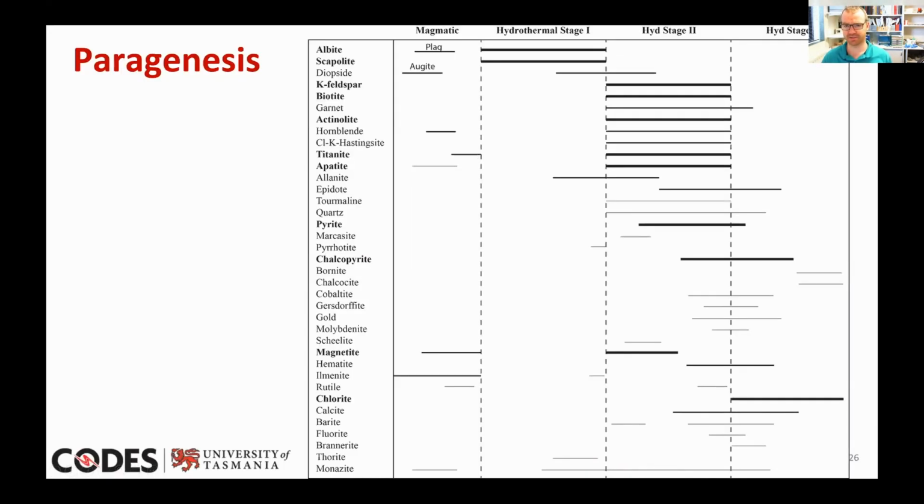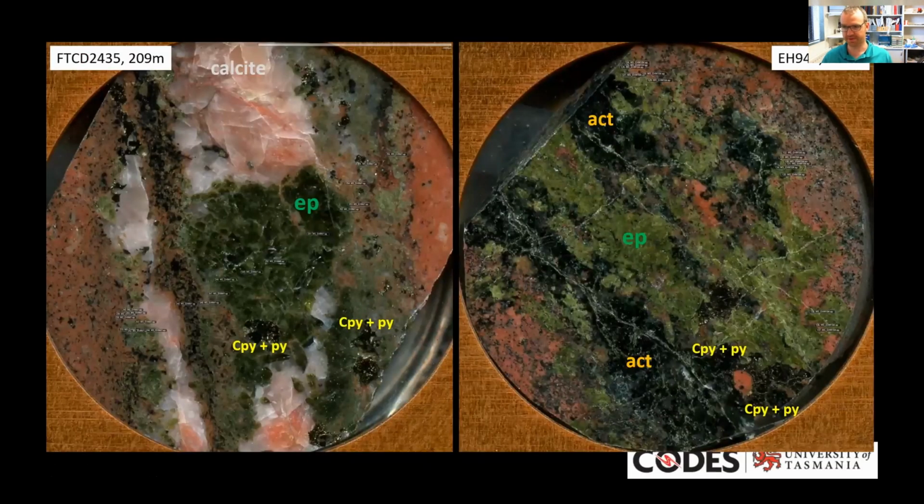The paragenesis at Ernest Henry is complicated. There's lots of minerals. They all formed at varying times. Today, we're going to focus mostly on the second stage of hydrothermal alteration, bleeding over into the third stage of hydrothermal alteration. Specifically, we're going to spend our time with rocks like this. So on the left, we've got a sample from FTCD 2435, which is kind of sort of 3 kilometers northeast of Ernest Henry. We have a lovely calcite epidote vein cutting through a red rock altered volcanic rock. And there's a little bit of chalcopyrite and pyrite intergrown with the epidote.